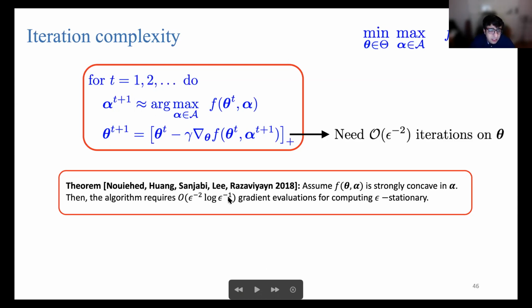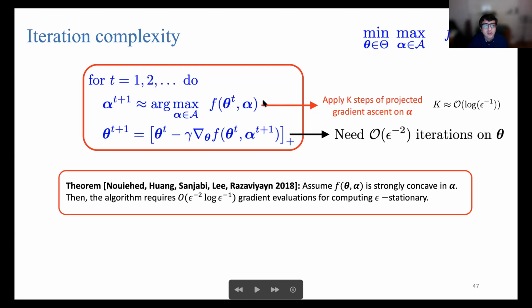Why do we need this many iterations? The reason is that, by classical results, we are minimizing this g function, which is the max, and we need order epsilon to the minus 2 iterations in theta, because minimizing a smooth non-convex problem requires order epsilon to the minus 2 iterations to find a first order stationary point. And you can show that to get an accurate enough gradient for g for Danskin's theorem to work, you need to solve this to order epsilon stationarity.